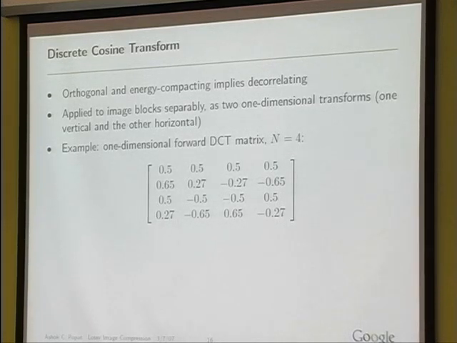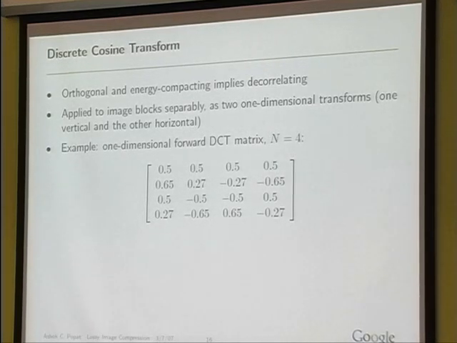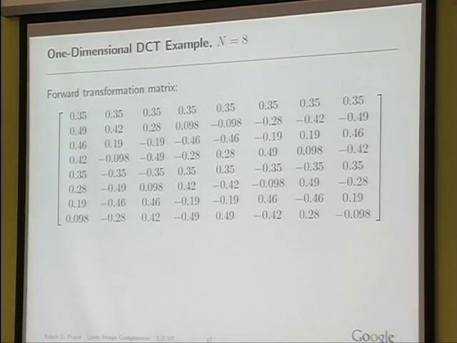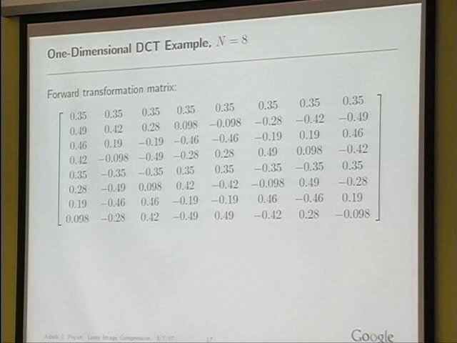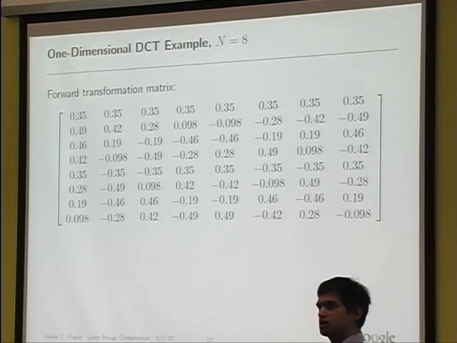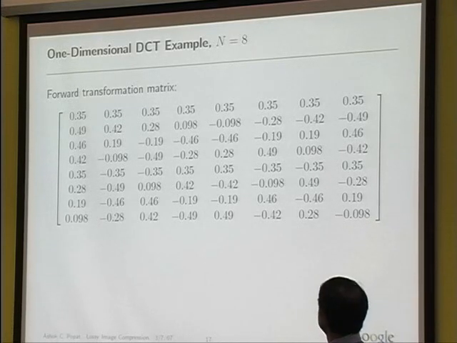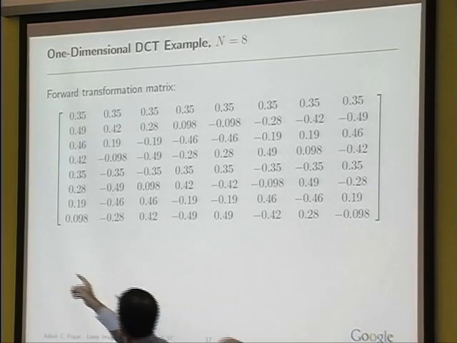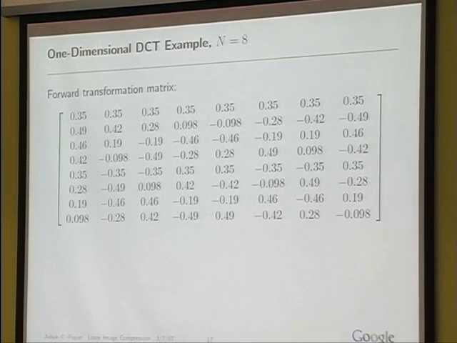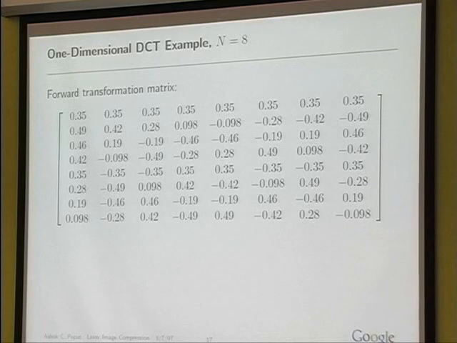That's what it looks like for n equals 4. If you look at the top row, you'll see that that's just taking the average. As you go down, you increase frequency. Here's an 8x8, an 8-point DCT, rather. Again, the top row is computing the average of the block, the DC value. And as we go down to the bottom, we see that the coefficients alternate. Every other sign is different. So that's the highest frequency basis vector.